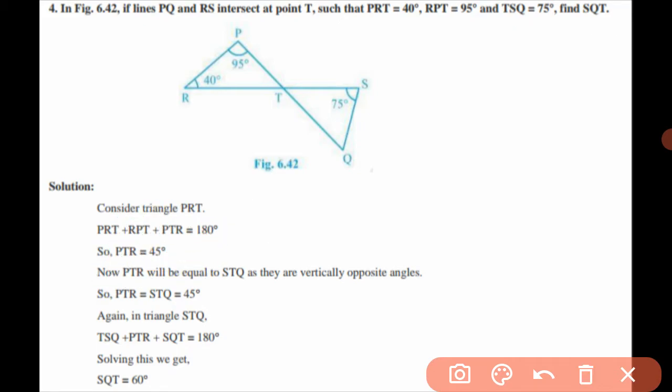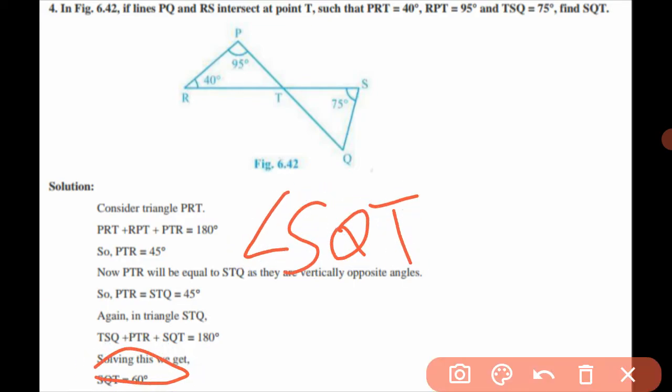Now we know that PTR will be equal to STQ, as they are vertically opposite angles. So PTR equals STQ equals 45 degrees. Again in triangle SQT, we know that TSQ plus STQ plus SQT equals 180 degrees. Now solving this, we get SQT equals 60 degrees. So angle SQT will be equal to 60 degrees. So in this way we can do this question.